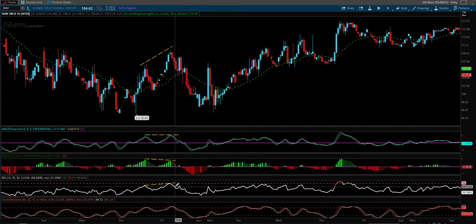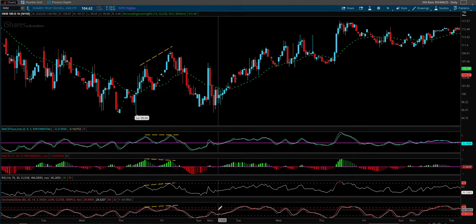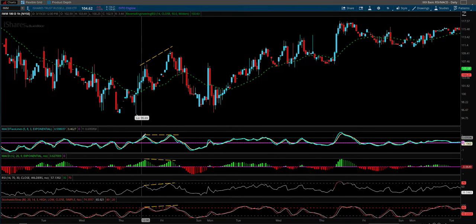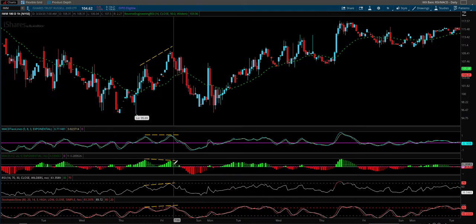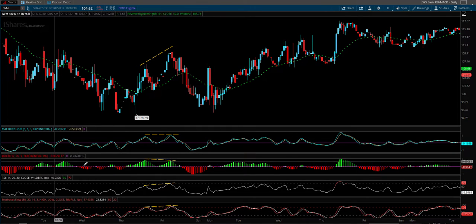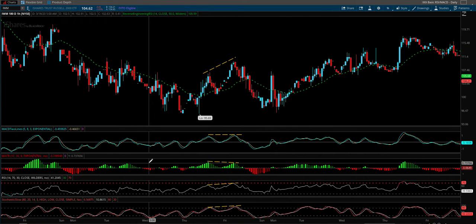made a higher high, right? And the same here with the stochastic. The only ones that showed a divergence were my 5-8-3 MACD and the histogram. But the two-line 12-26 MACD showed nothing. So that was really not useful. So let's see what else we could find here.